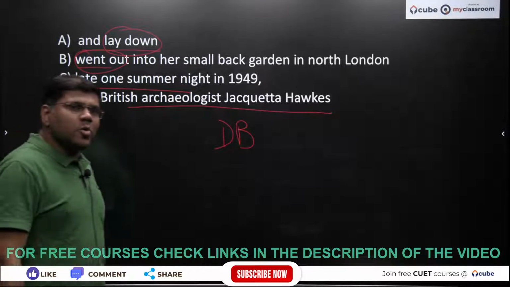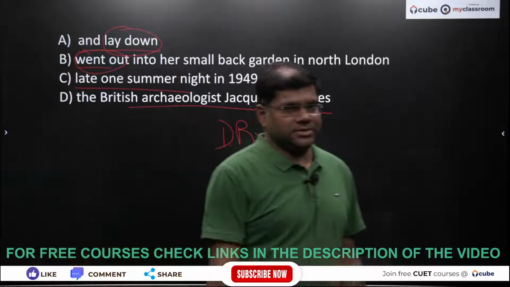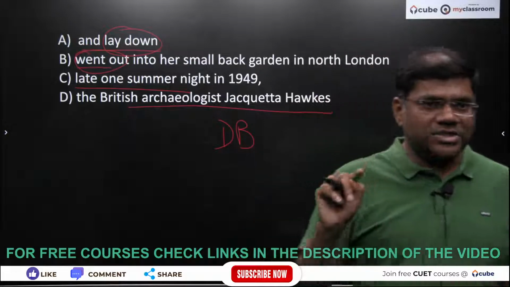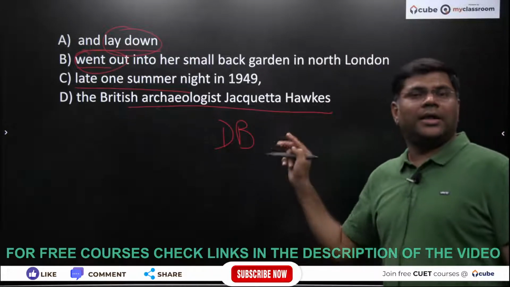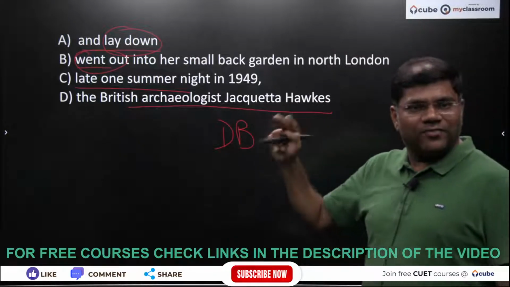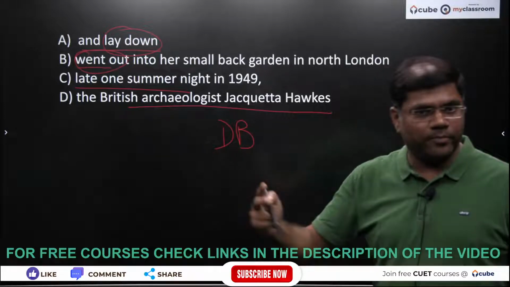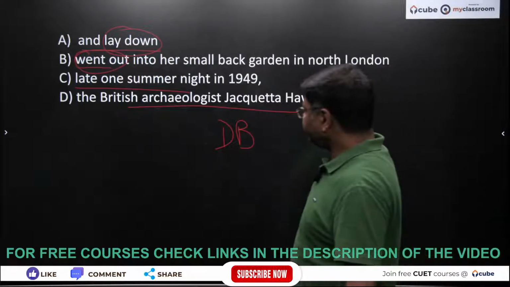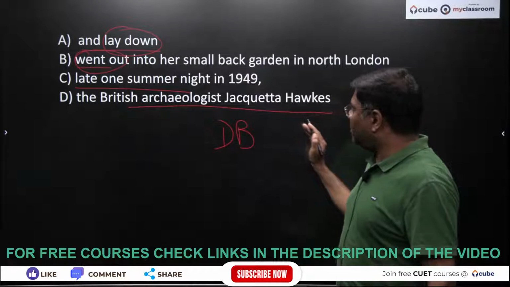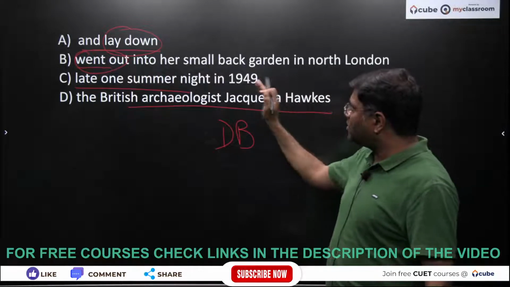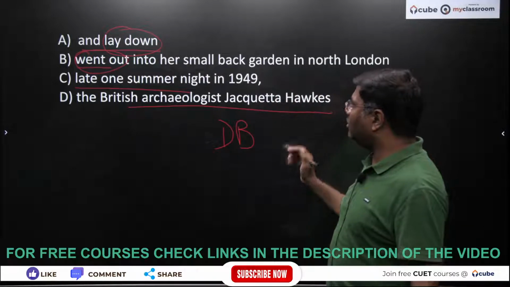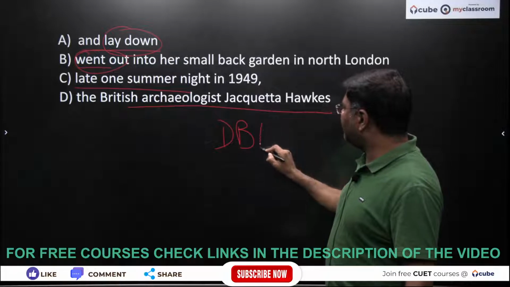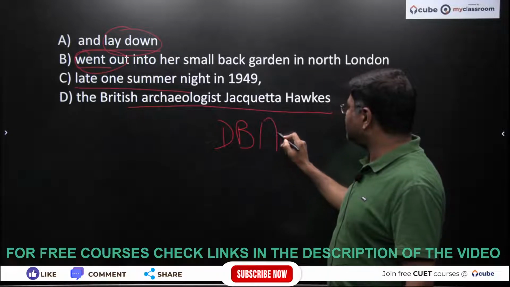So what did she do? She performed two actions. The first is that she went out, and the second is she lay down. So this is the sequence, right? So the British archaeologist Decatur Hawkes went out into her small back garden and lay down. So DBA makes perfect sense and creates a logical flow.